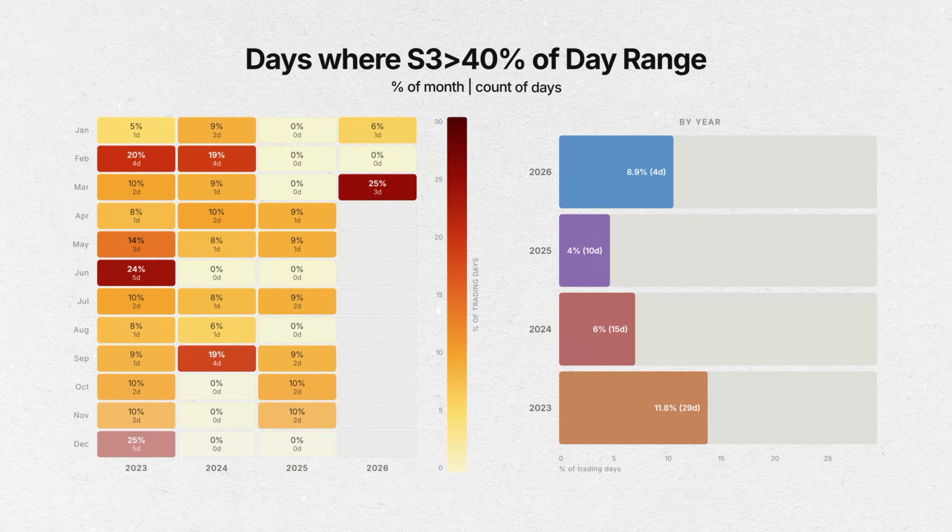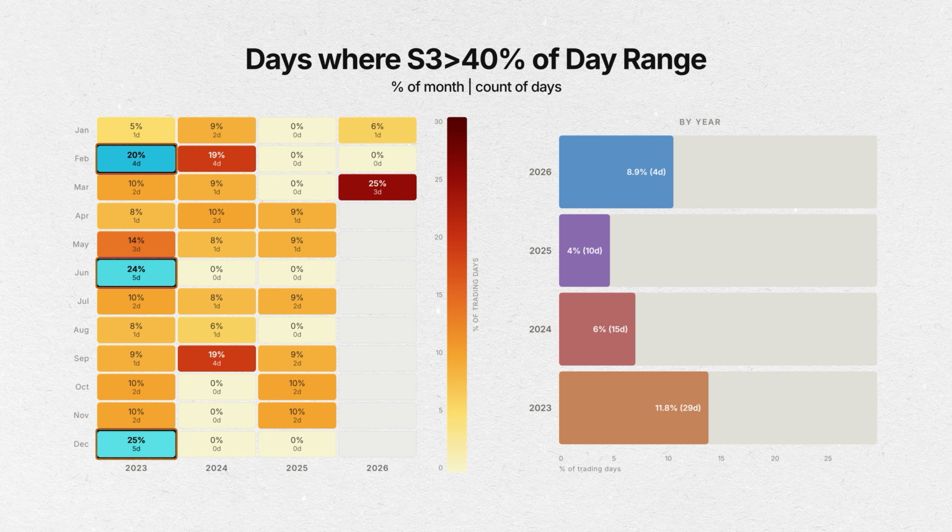Moving on to the concept of clustering of patterns, there is another thing that plays out in the index. The S3 expansion happens in clusters. There are months and periods where afternoons or S3 breakouts are dominant. As you can see in the visual, 2023 was a S3 dominant year with Feb, June and December biased towards S3 days. Feb was again dominant in 2024, same for March 2026.